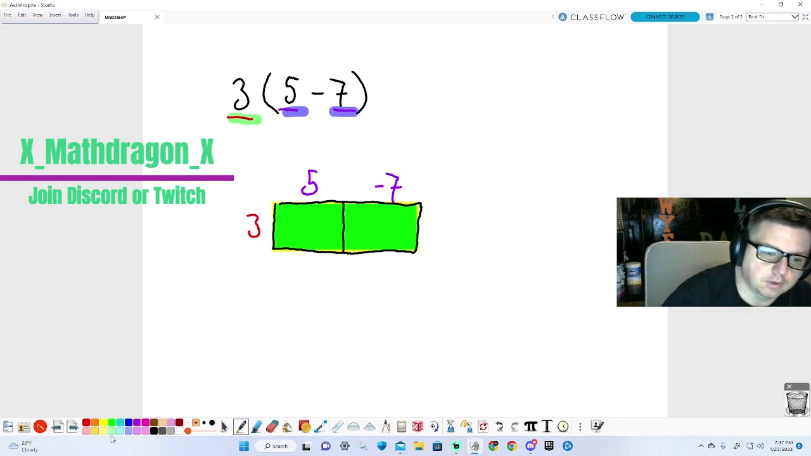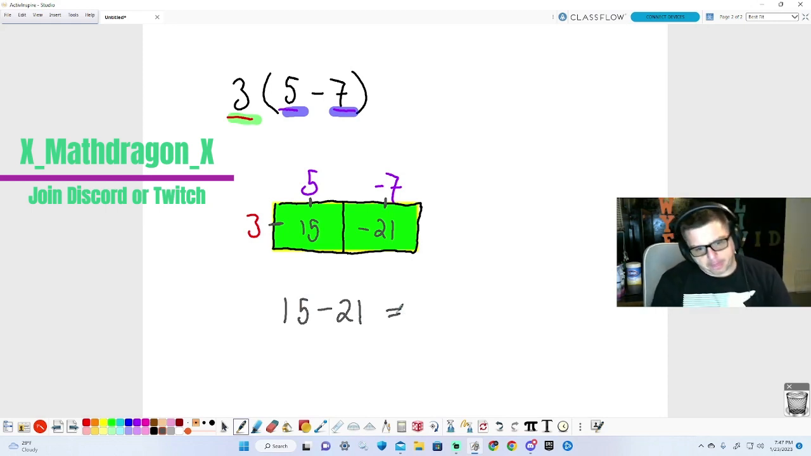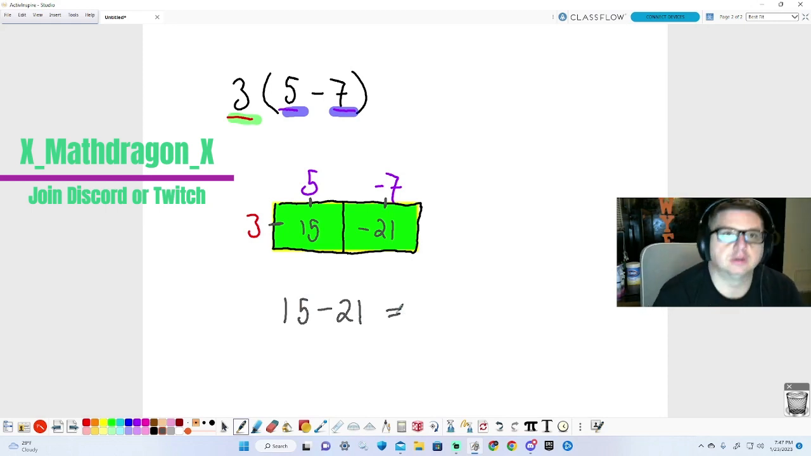So now, once again, we go through our process of multiplication, row times column, and that's going to give us 15, and then row times column again, and 3 times negative 7 is going to be negative 21. Now, if we read it and write it, we're going to do 15 take away 21. However, think about money. Money is kind of the perfect sense.